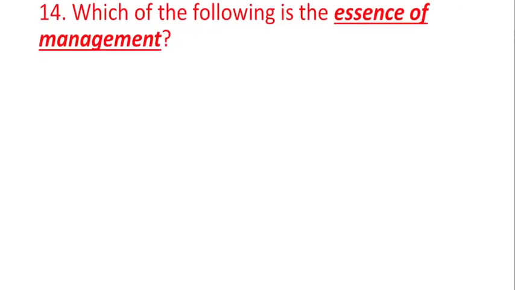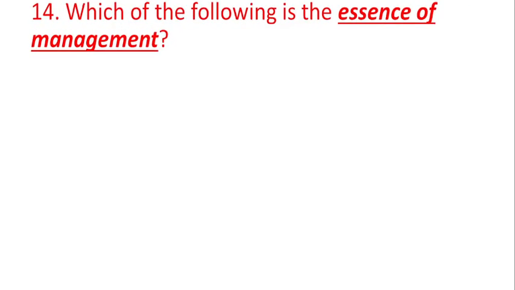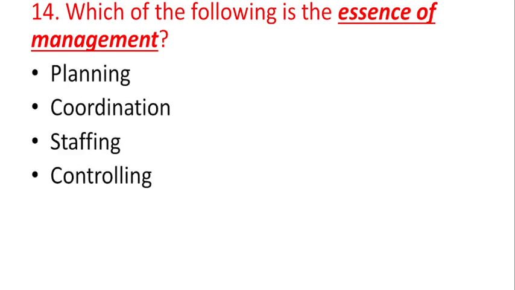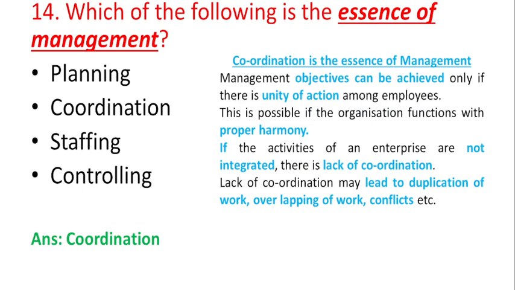So next question is, which of the following is the essence of the management? The options are planning, coordination, staffing and controlling. So the right answer is coordination. Coordination is considered as the essence of the management. What do you mean by coordination, and why is it the essence of management?